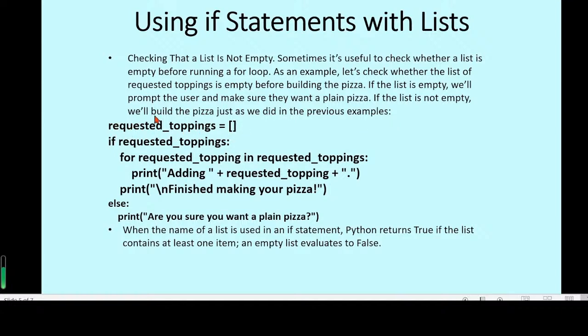So we first create an empty list for request toppings. Next we will run if request toppings, which means if request toppings has at least one element and is not empty, then it will run the for loop. Else, if request toppings is empty, we will run another message. So when the name of a list is used in an if statement, Python returns True if the list contains at least one item. An empty list will evaluate to False in this conditional test.